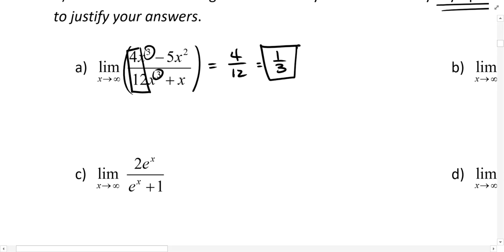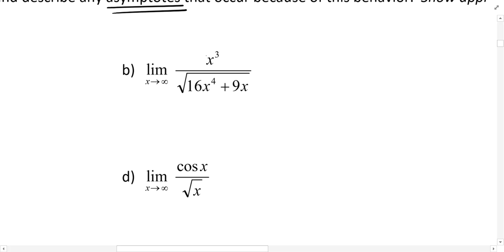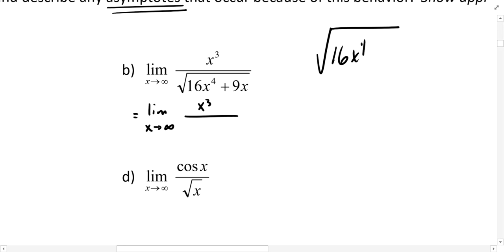Now, in a related method, not quite exactly the same, but it's related, and we can be a bit ruthless here. For part B, we recognize that we have the limit as x approaches infinity of x cubed over an expression, and we're being asked to consider the square root of 16x to the fourth power plus 9x. Now remember, it would be entirely inappropriate to say that the square root of 16x to the fourth plus 9x is equal to 4x squared. That would be wholly wrong and incorrect.